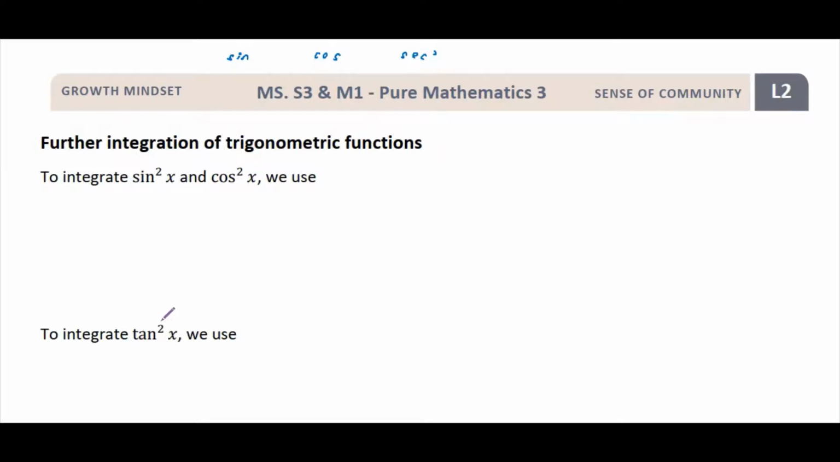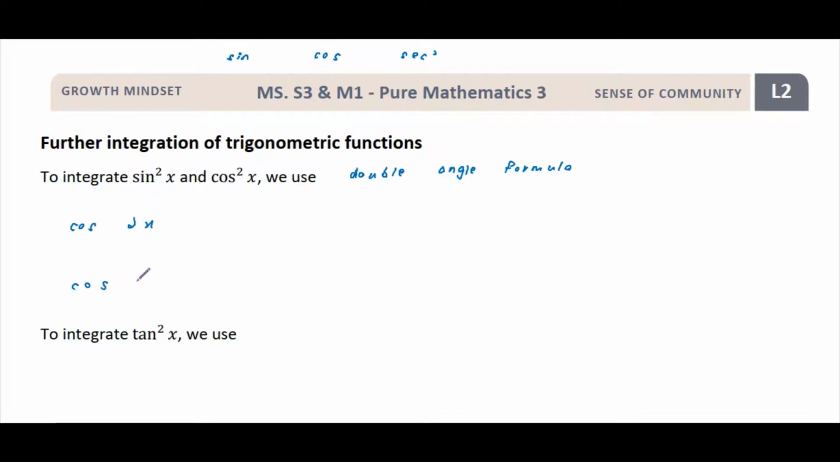Instead of doing composite and so on, which will give you another answer, which we try not to do, we will take the trigonometric identities that we have learned previously, so that we can substitute the form of sine square x and cos square x into another form. To integrate sine square and cos square, we will use the double angle formula. There is one double angle formula which only consists of one term of sine square and cos square, which is cos 2x.